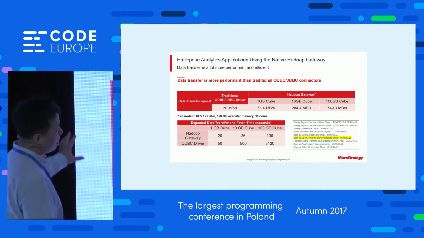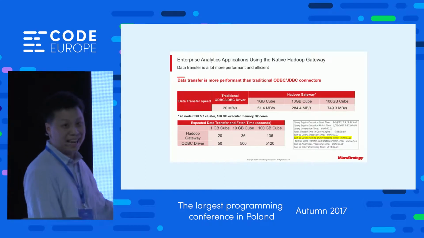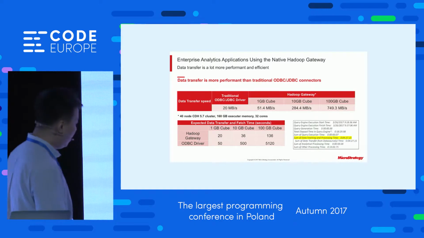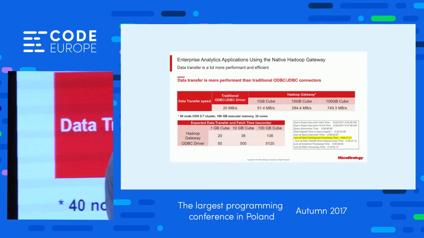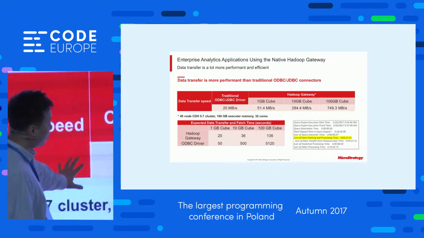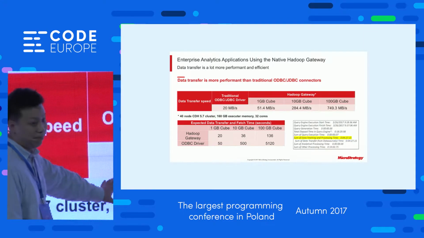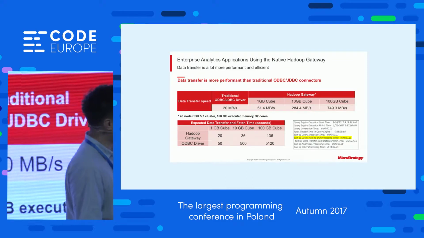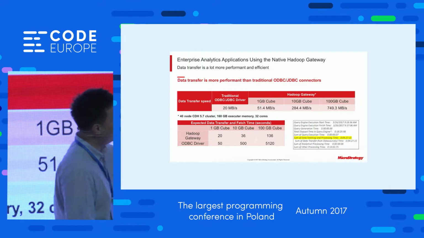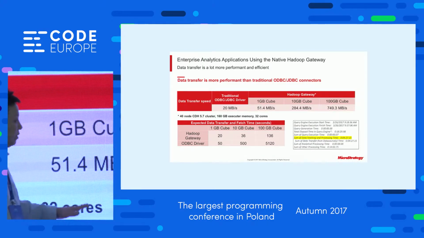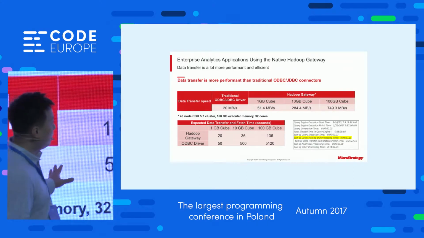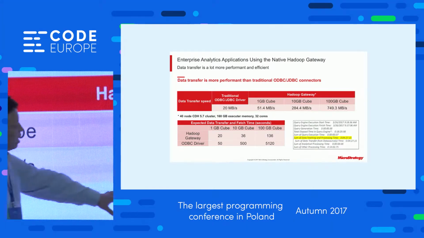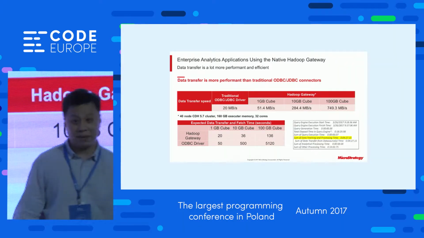This is some performance statistics which we gathered in-house with our testing clusters. You will see that with the traditional ODBC and JDBC drivers, the average data transfer speed is only about 20 megabytes per second. But with the Hadoop Gateway, because we use parallel data transmission, along with the scalability of the cluster and larger cube sizes, you will get at most 749 megabytes per second.